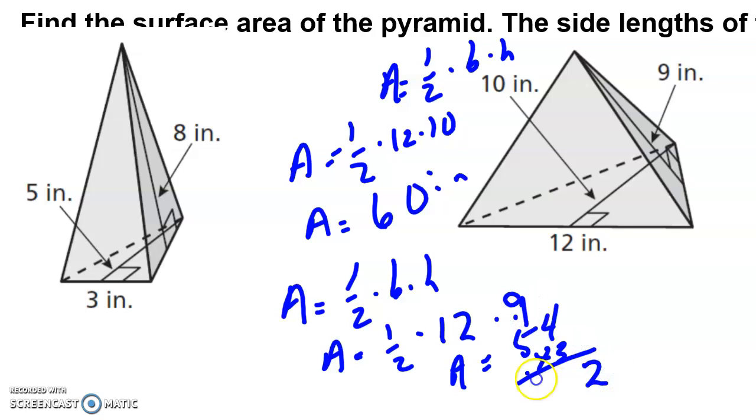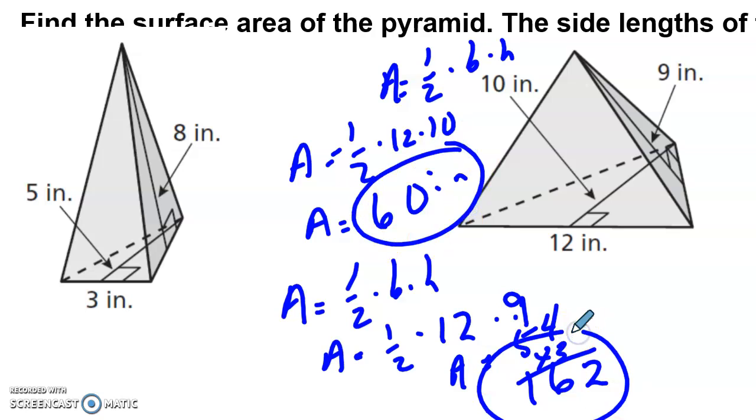We get 162. So now I'm going to add the bottom and all the sides, and we get 222 square inches. Okay, you are ready to practice pyramids.